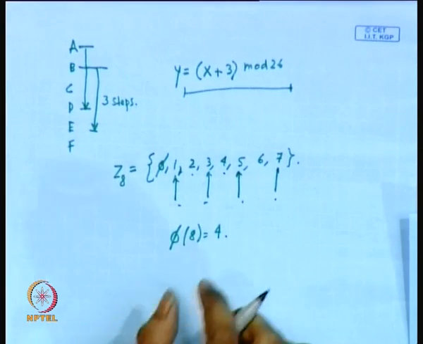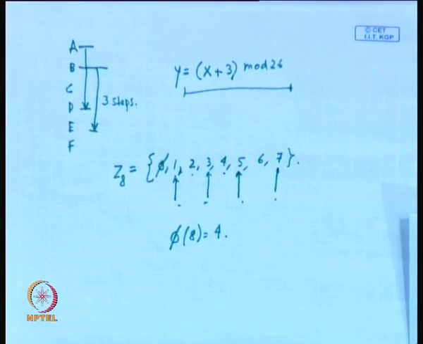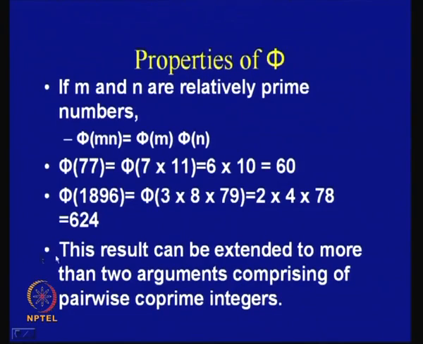Okay, so if I use this fact here, then phi of 3 into 8 into 79 will be equal to 2 into 4 into 78, and that is equal to 624. So this result can be extended to more than 2 arguments comprising pairwise co-prime integers.